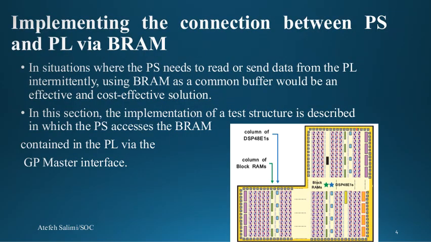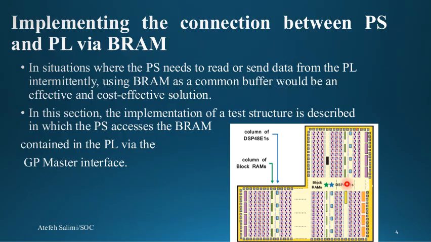In this slide, the location of different BRAM blocks are shown in the PL. This is the PL part of the SoC architecture. For example, as you could see, we have columns of different block RAMs that are distributed within the PL part of the SoC. In situations where the PS needs to read or send data from the PL, using BRAM as a common buffer would be an effective and cost-effective solution.